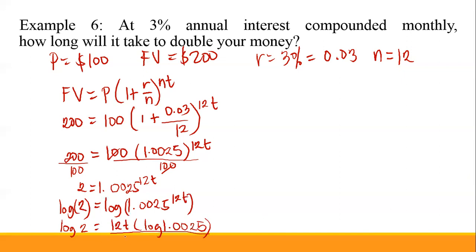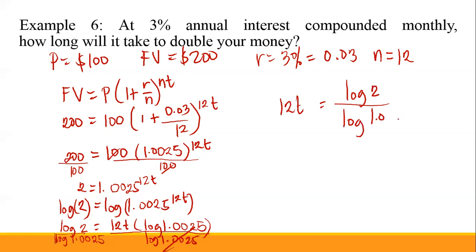So divide na natin ito, both of our equation by log 1.0025 and then log 1.0025. Okay? Yeah. So natira na si 12t. So pwede naman siyang iikot. So log 2 and then log 1.0025. Okay?